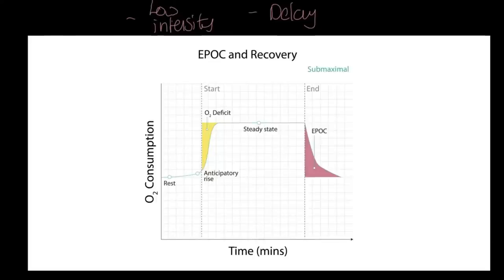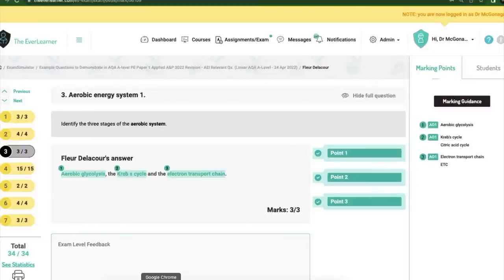So before we actually get on to recovery, I just want to dip in to here. We've actually got the questions. Nice, simple, actually, the first one on the aerobic system. Identify the three stages. Of course, what we've got here is glycolysis, Krebs cycle, and electron transport chain. So it's a nice, simple question. But notice it's got a tariff to it.